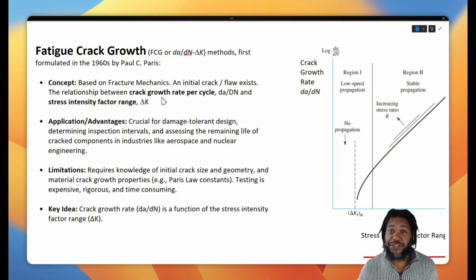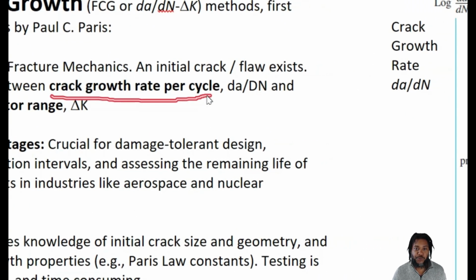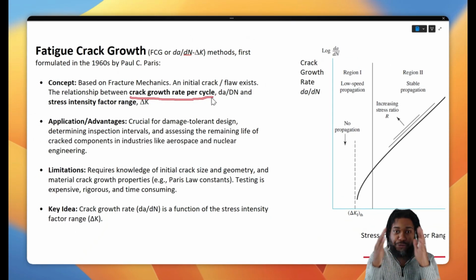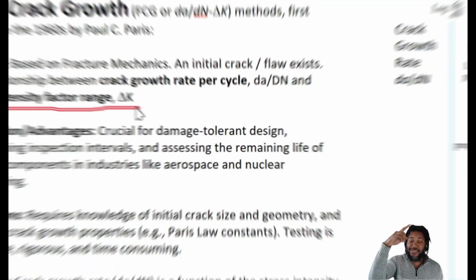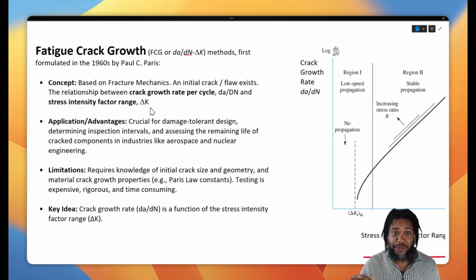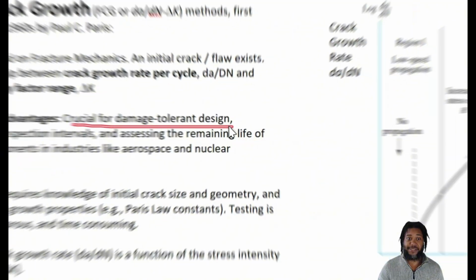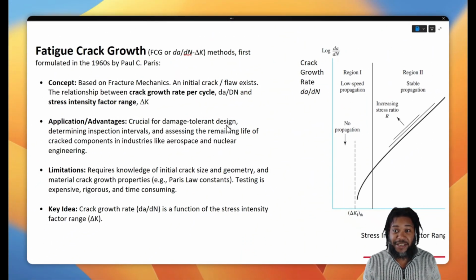And we look at the relationship between crack growth rates, so how much a crack grows per cycle, with the range of stress intensities from max minus min that are calculated from our geometry. The advantage of this method is it is crucial for damage tolerant design because we can calculate how long our crack currently is in a body and say, oh, there's a critical length when this part's going to fail, so we can monitor the cracks and decide when we pull a part out of service.